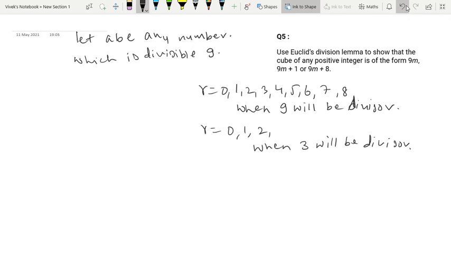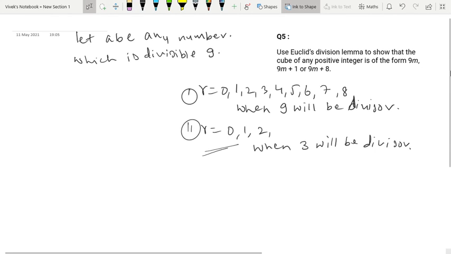So in this case, I am going to prove by taking remainders from 0 to 2, right? Because the upper one will be lengthy to prove, because we have to check one by one remainder for each case from 0 to 8, and this will be time consuming, right? So I am going to take the second one to prove the same statement, that the cube of any positive integer is of the form 9m, 9m plus 1 and 9m plus 8.